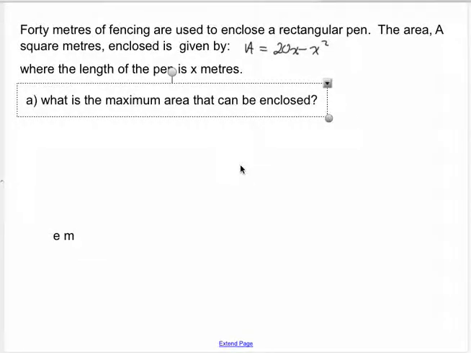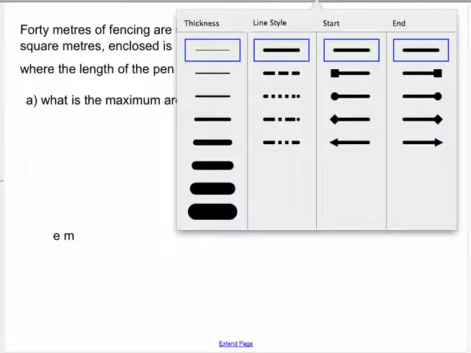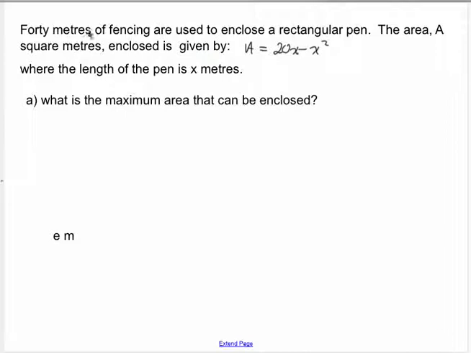Okay, this problem is for a specific problem in your textbook, page 321, number 9. It's using quadratic applications for max-min type problems. So the original question tells us that 40 meters of fencing are used to enclose a rectangular pen. Maybe it's a farmer or something.